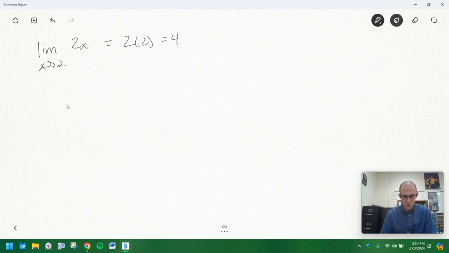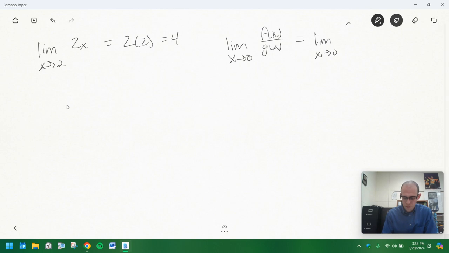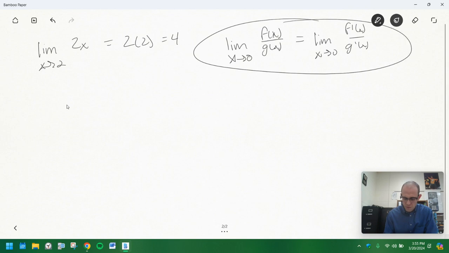But what L'Hopital's rule says is if you have the limit as you're approaching some value of a function divided by another function, you should be able to do the derivative of the numerator and the derivative of the denominator, and then take the limit of that new thing. So the limit should be equal to f prime of x over g prime of x. As long as you're in that form, you should be able to find the limit. And that is what L'Hopital's rule says.